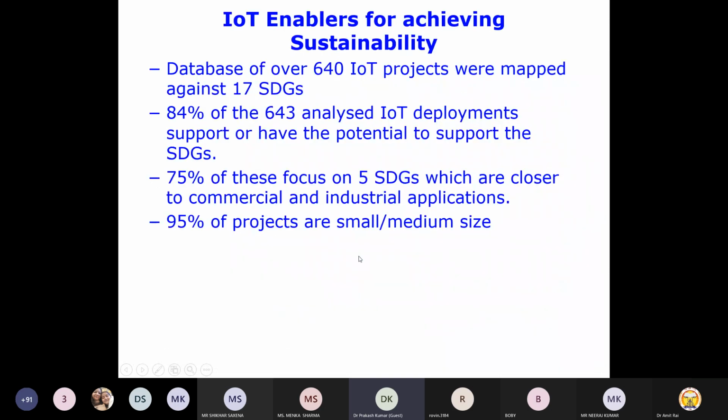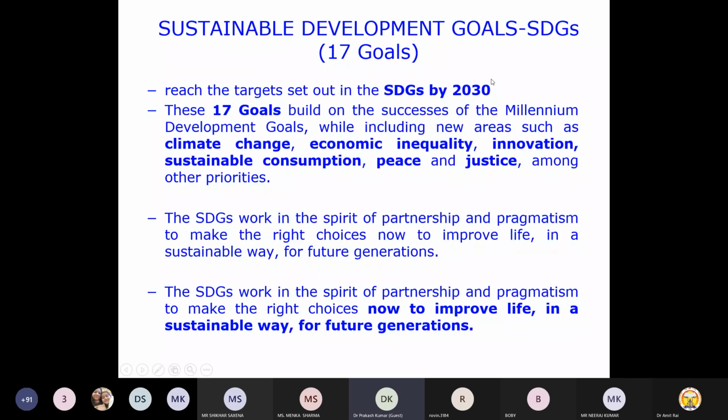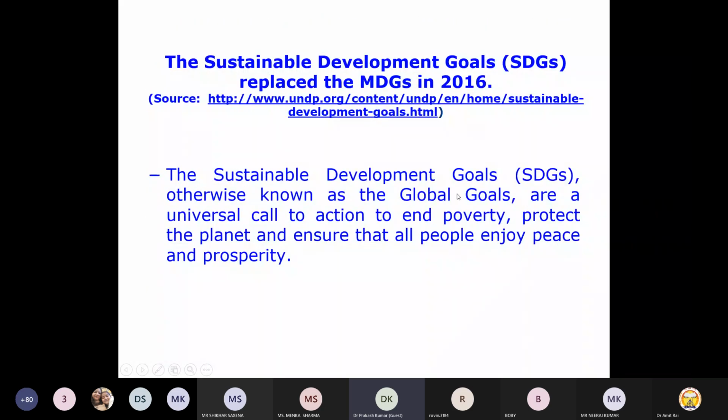Okay, so IoT enablers for achieving sustainability. A database of over 640 IoT projects were mapped against 17 SDGs. 84% of the 643 analyzed IoT deployments have the potential to support the sustainable development goals. It means the future trend, that is, which is to be achieved by 2030, IoT and cloud is playing a major role. Lots and lots of data generation, online repository, greenhouse effect, power saving, sustainable solutions, database management, big data handling, all these things are going to be the future trend, because the goals have already been defined in the year 2016 itself. And we are moving in.